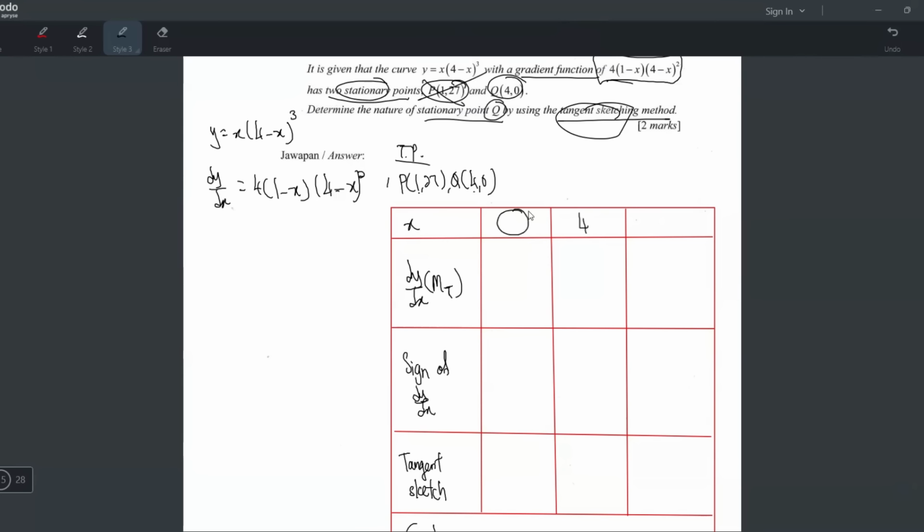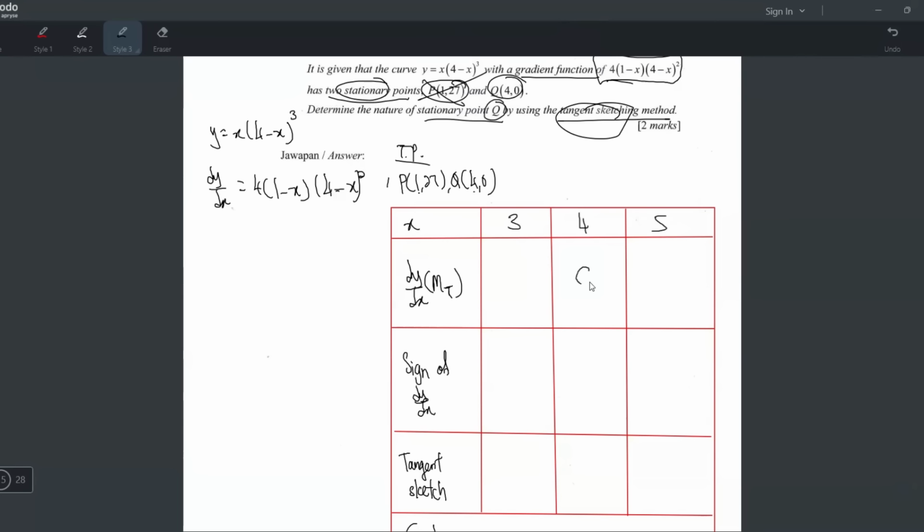And then for this one you have to take slightly before 4, so slightly before can take 3. Actually, you can take any numbers, but don't take too far. Just slightly only. So slightly before the 4 is 3, and then slightly after you can take 5, and then find out the dy dx.